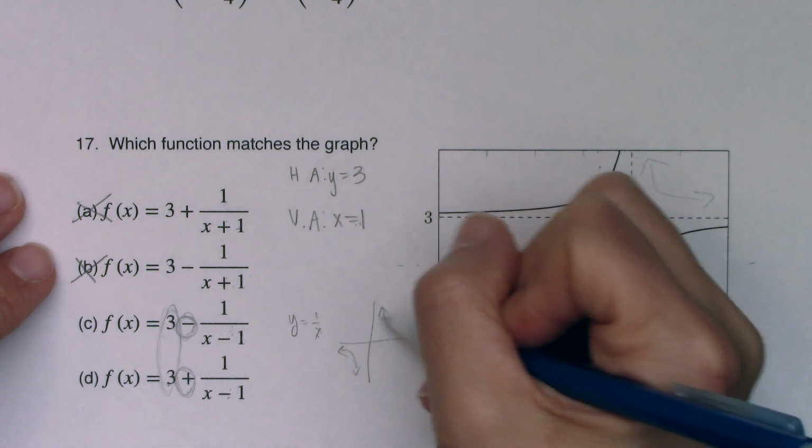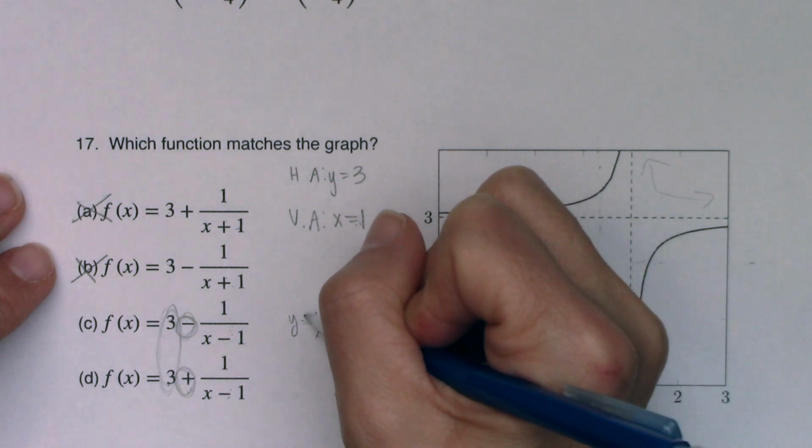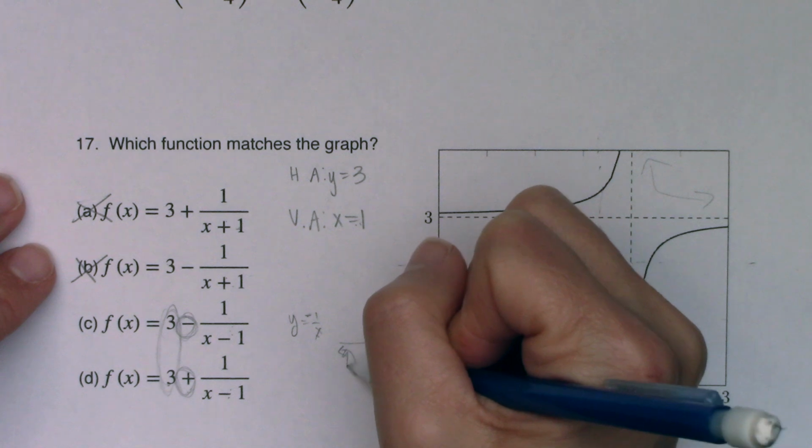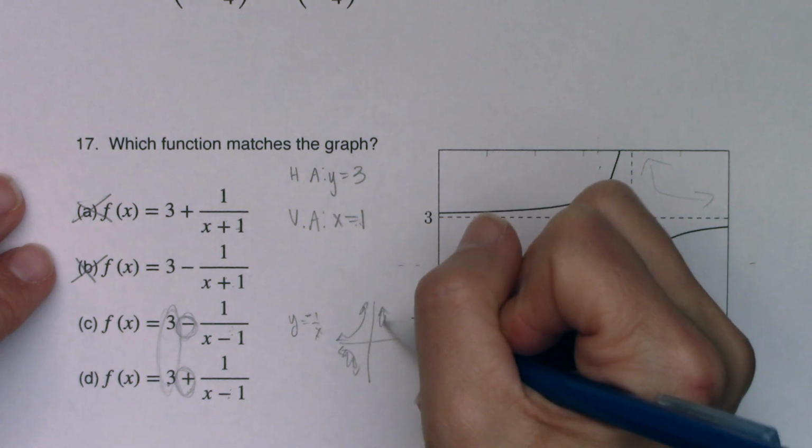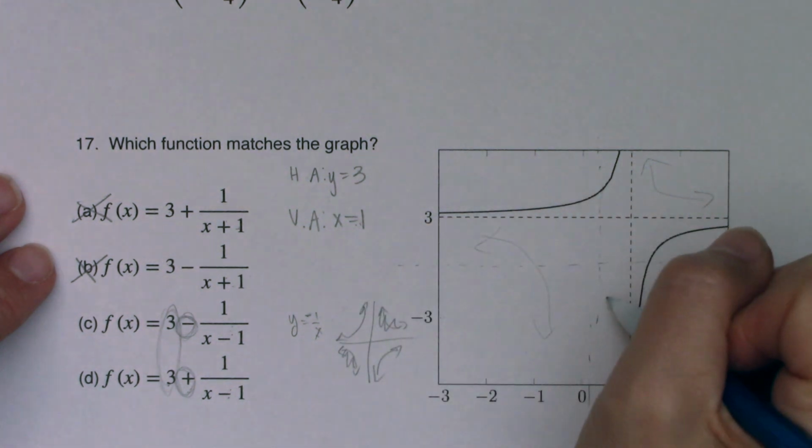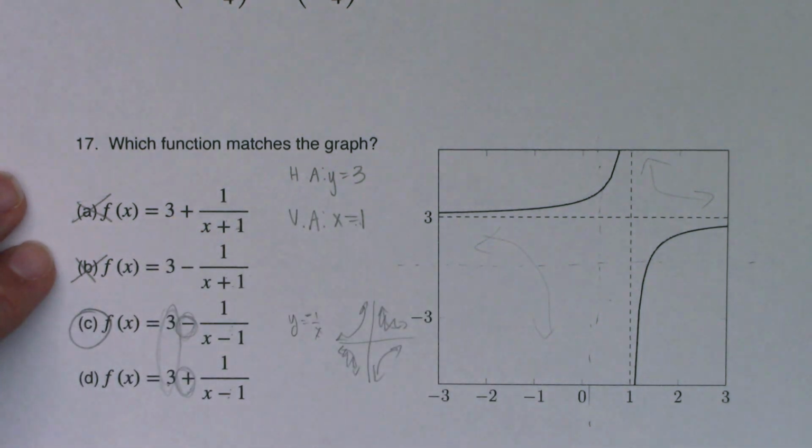And when it's positive 1 over x, it looks like this. If I were to graph negative 1 over x, it would reflect to the other 2 quadrants. And that's what this looked like. So I'm going with C as my answer.